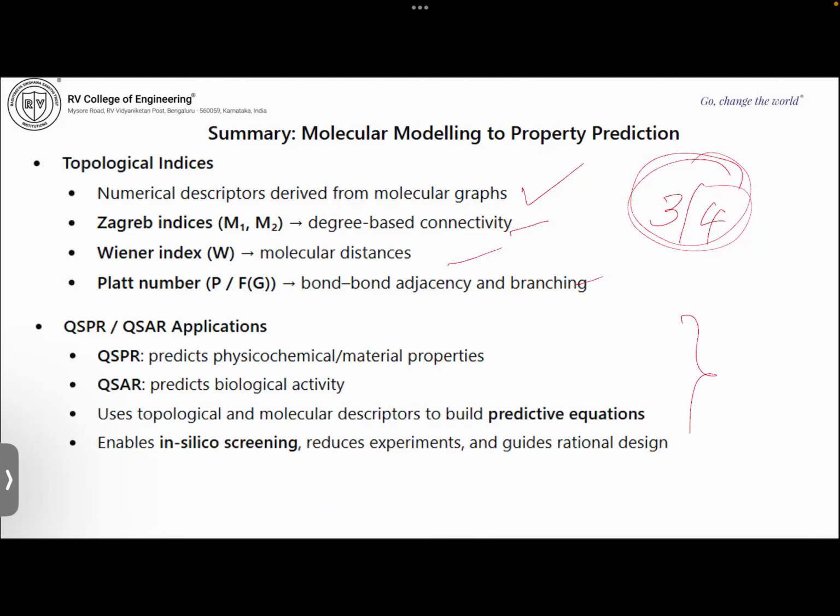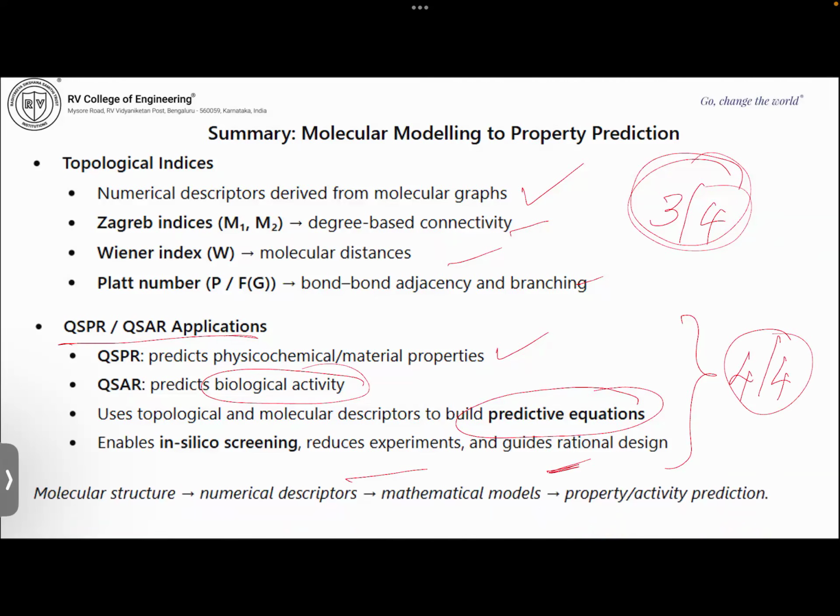And in this video, I have covered the last part, the QSAR and QSPR applications. QSPR predicts physicochemical properties. QSAR predicts biological activity. It uses topological and molecular descriptors to build predictive equations. It enables in silico screening, reduces experiments, and guides rational design of new molecules. With this, I'll be completing the recording of this entire unit 5 on computational chemistry.